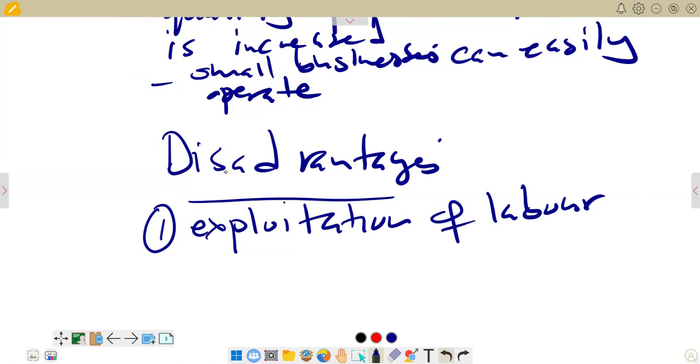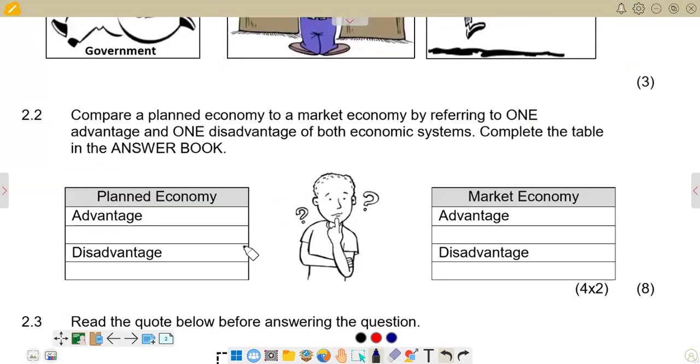So these are the advantages and disadvantages that we have between market and command or planned economy. We can try to see if we have got another question that follows up on that. We've got 2.3, so we can move to 2.3.